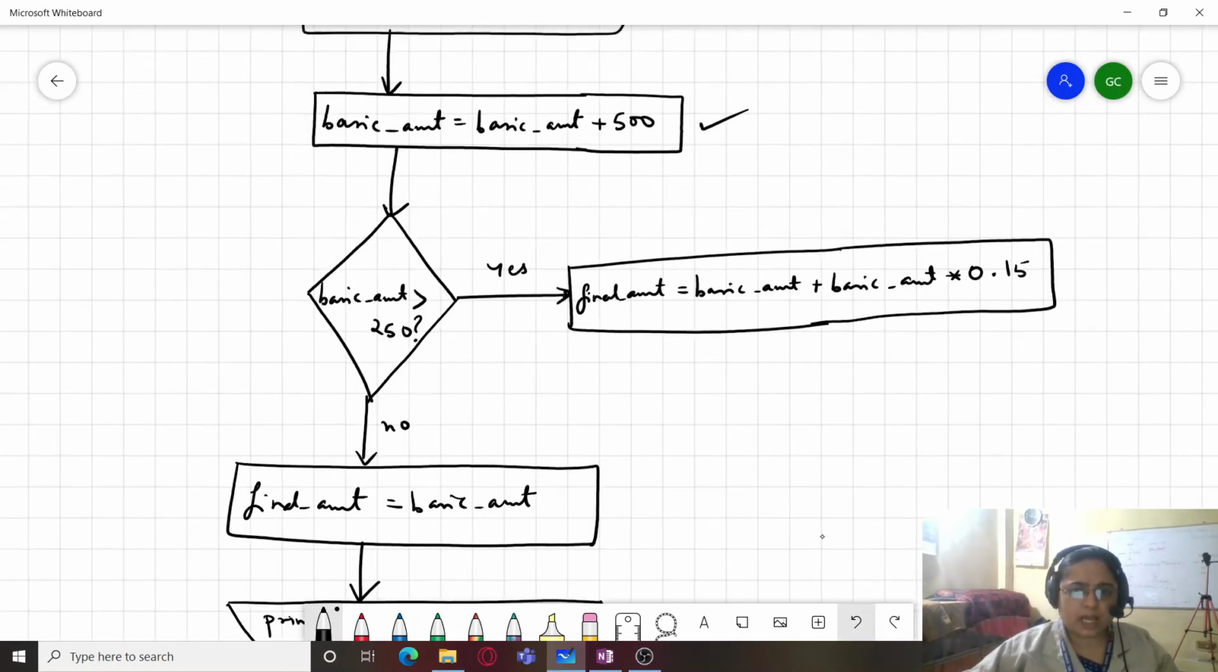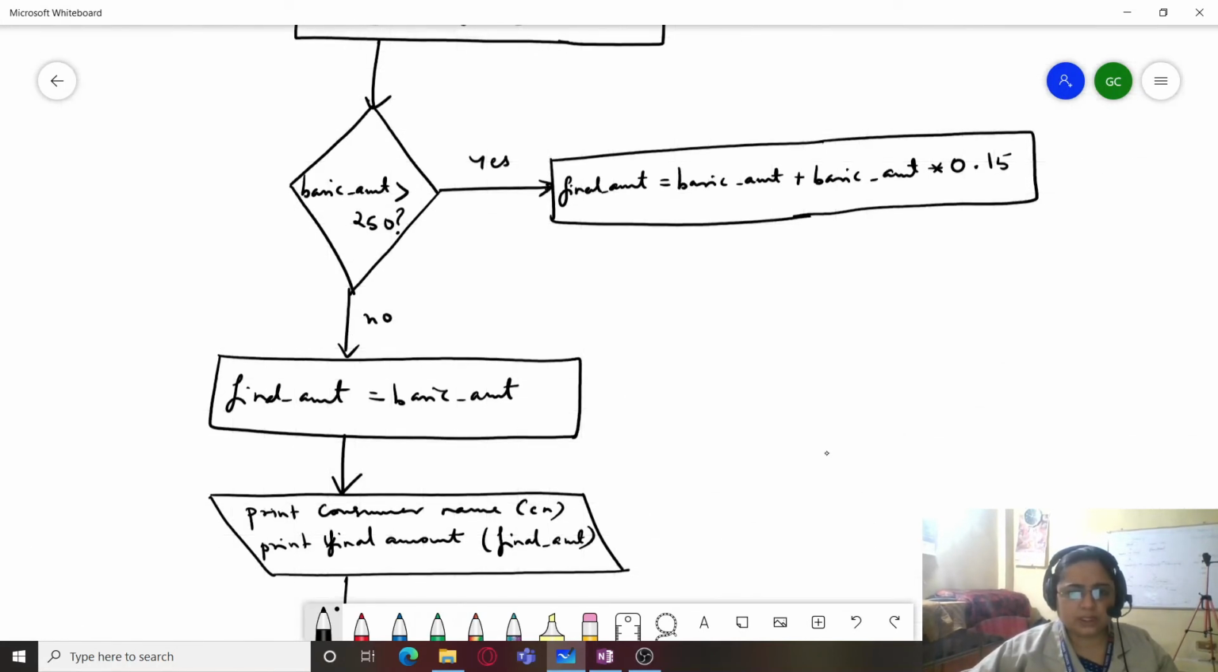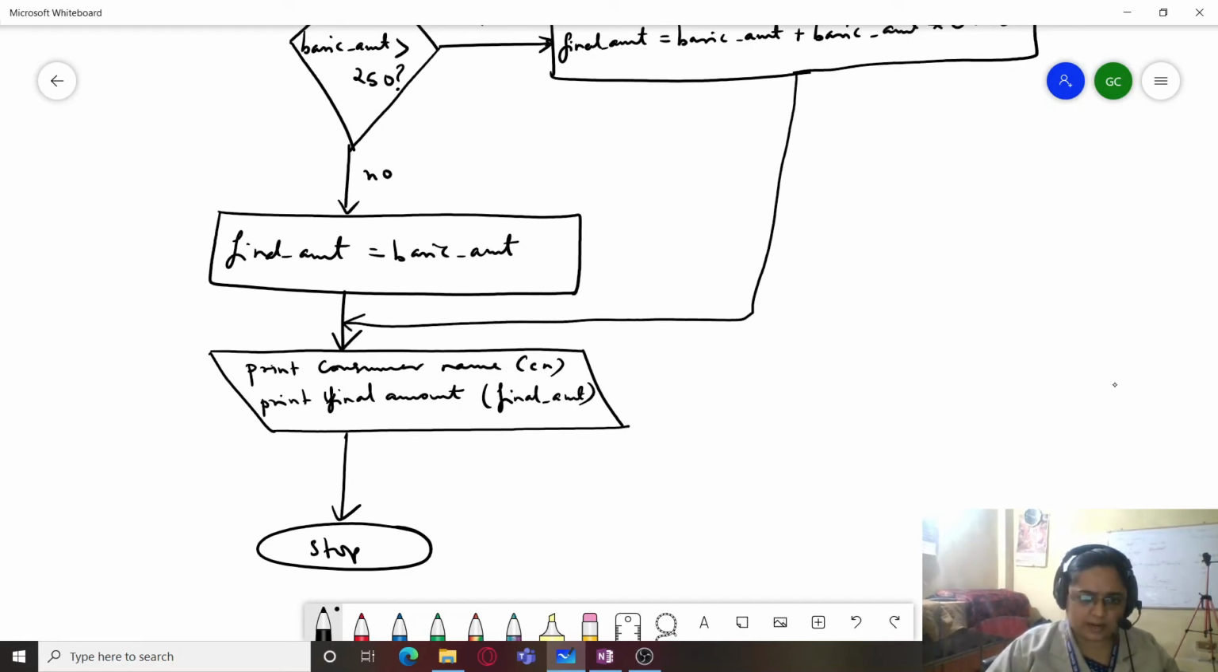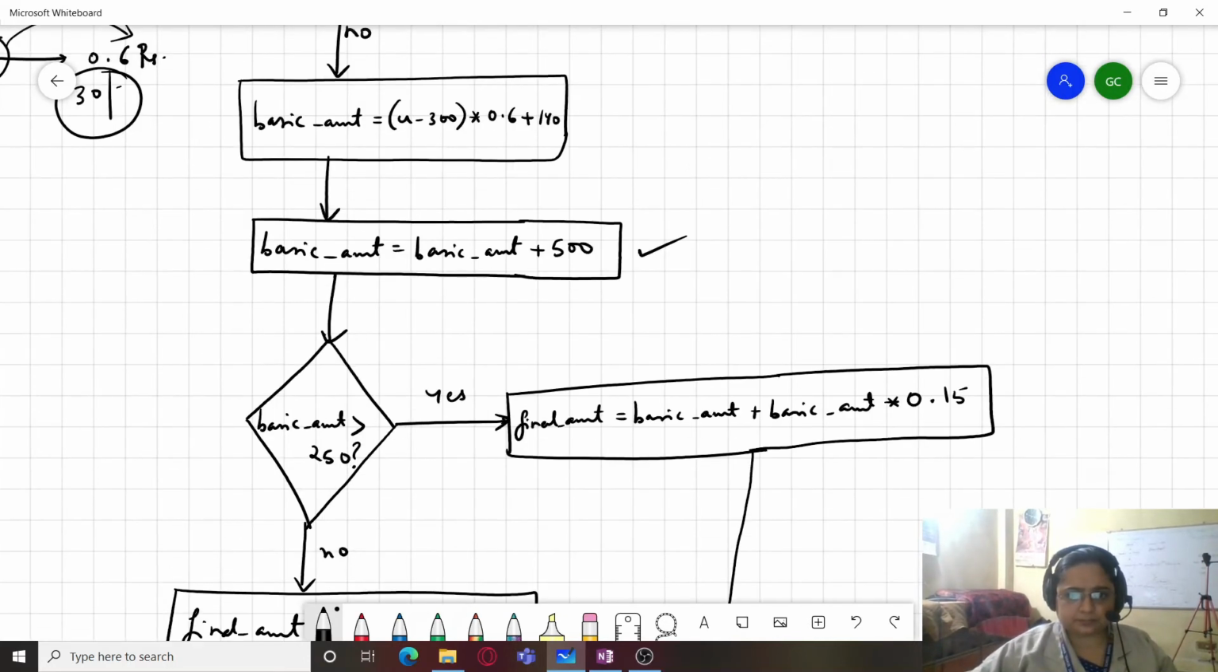Now I will have to connect all these dots. That is, suppose your basic amount is greater than 250, you calculated a final amount by adding a 15% surcharge. So after this also you will be printing the output, so you will have to join it over here. After this also you have to print the output. So you will join it here, it will print both of them and terminate the program.